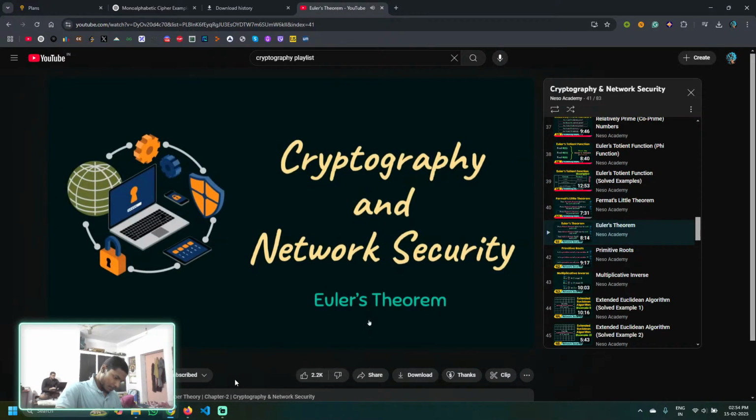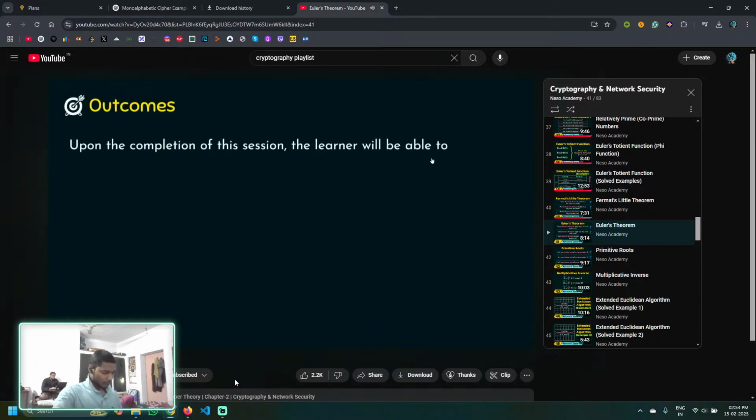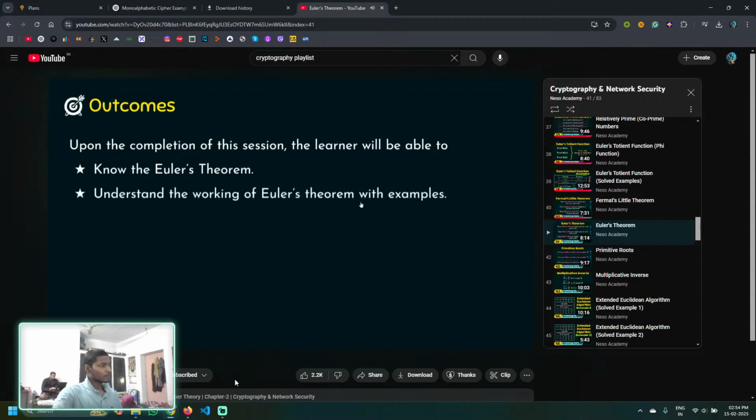In the last presentation, we have seen Fermat's theorem. In this presentation, we will see Euler's theorem. Let's dive into the outcomes first. Upon the completion of the session, the learner will be able to, outcome number 1, know Euler's theorem, and outcome number 2, understand the working of Euler's theorem with examples.